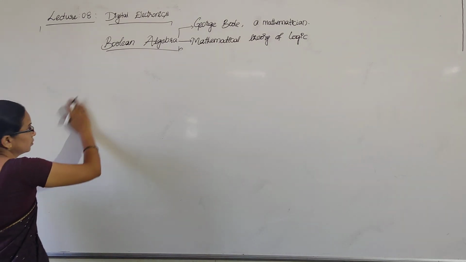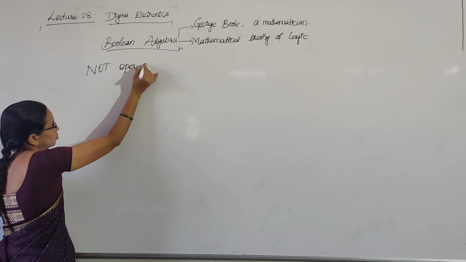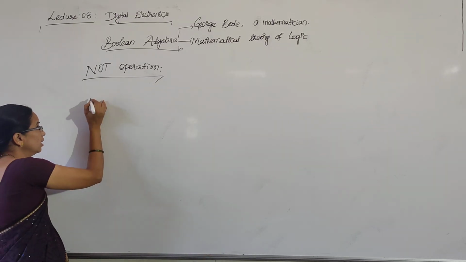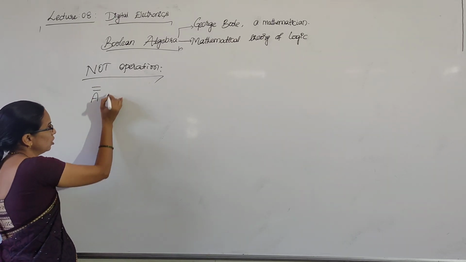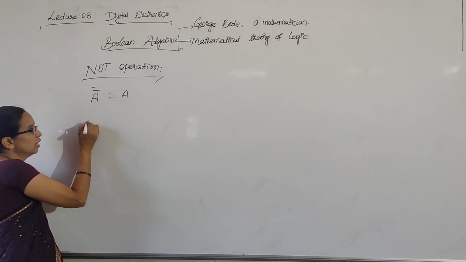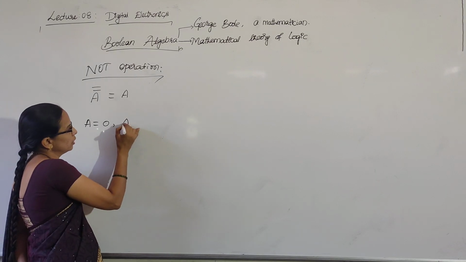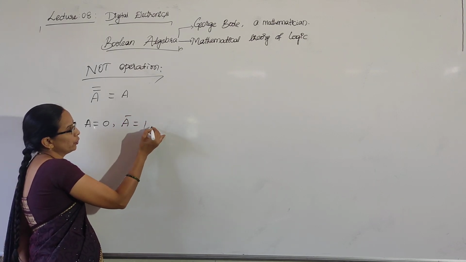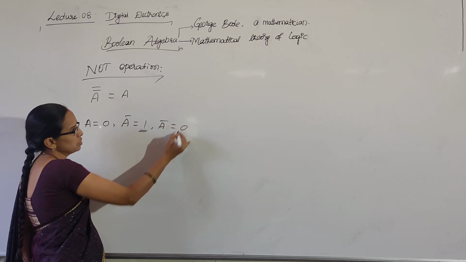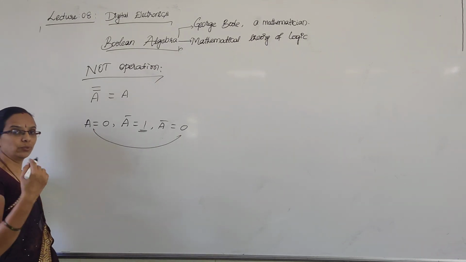The next one is the NOT operation, negation, complement. Here we have only one law: A double complement is A itself. That means if you take the value of A as 0, A complement will be 1. If you take the complement of this one more time, it will be 0 only. That means you take the complement twice.